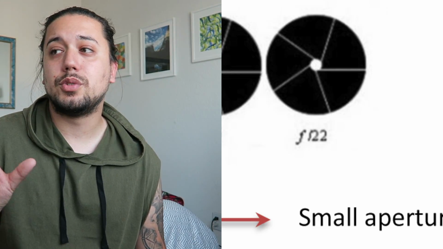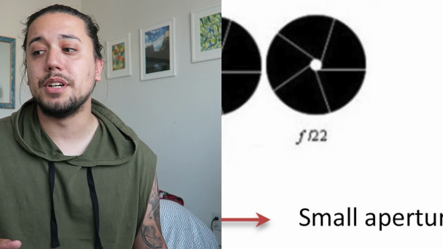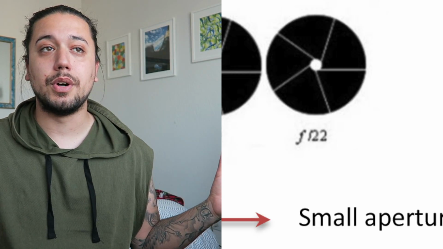For f22, pretty much everything's in focus. Not one thing is gonna be blurred out. You can use that at f22, f18, pretty much anything past f7.1, whatever it is, it's gonna pretty much be in focus. And I'm talking about the entire picture, not just one thing. Of course, the higher the number, the more it's gonna be in focus and the sharper your image is gonna be.